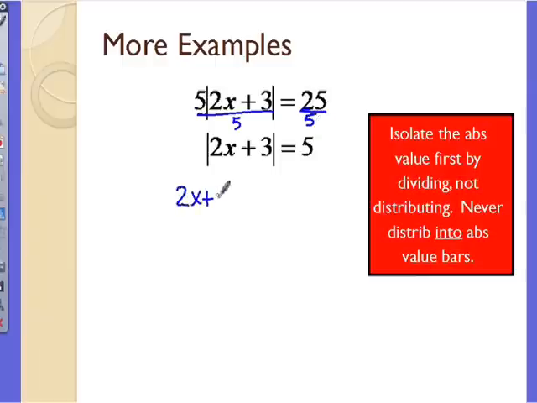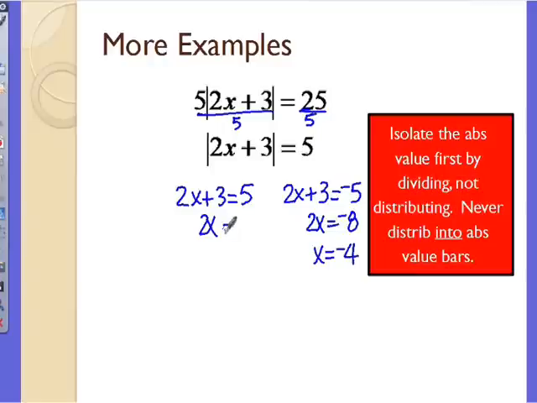Okay, so we've got 2x plus 3 equals 5, and 2x plus 3 equals negative 5. Notice I always write both equations down at the beginning. That way I don't forget about one of them. Solve. 2x is equal negative 8, so x equals negative 4. Or 2x is equal 2, so x equals positive 1.